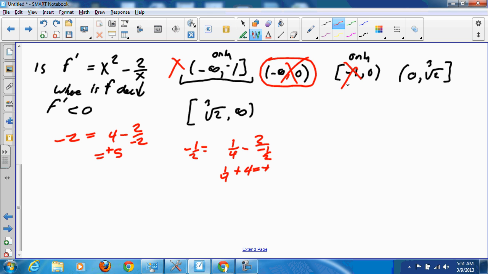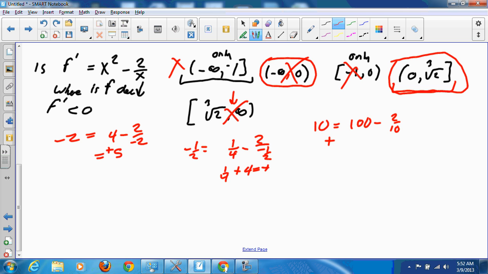Okay, I think I'm going to skip this one because this is a non-calculator section, and what I want to do is pick a number. I don't know what the cube root of 2 is, so I could pick one in here, a fairly safe number. I could pick, say, 5 or 10 or whatever. If I pick 10, it's 10 squared, or 100, minus 2 over 10. Clearly this is going to be a positive answer, right? So just by the process of elimination, I can hopefully surmise that this is the correct answer choice.